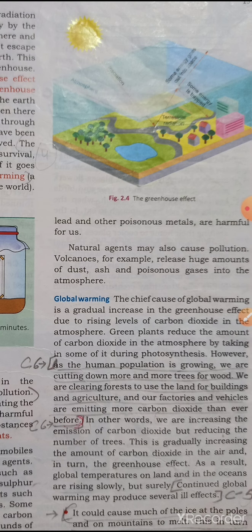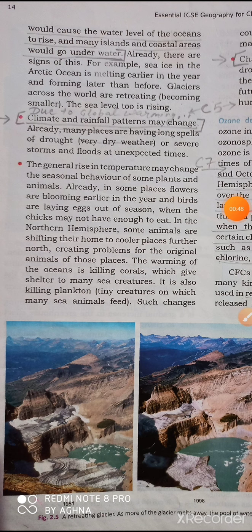And next is, due to global warming, climate and rainfall are also changing, because they are coming at an unexpected time, and because of that, droughts, or you can say severe storms and floods, are coming. Next is that because of the general rise in temperature, seasons are also changing.